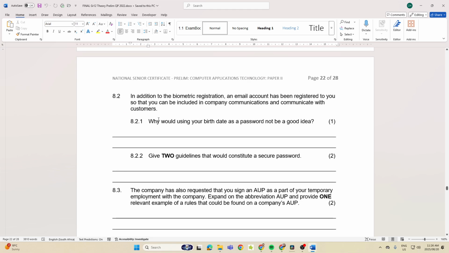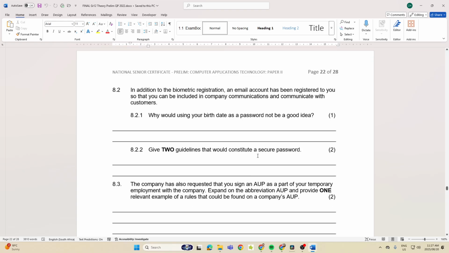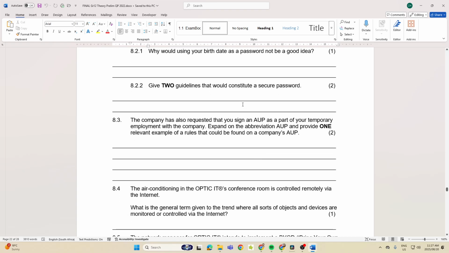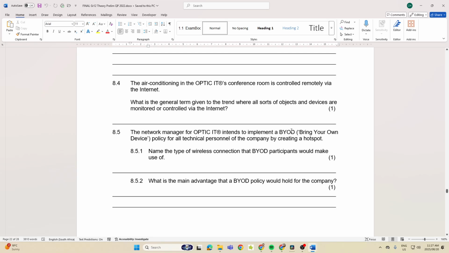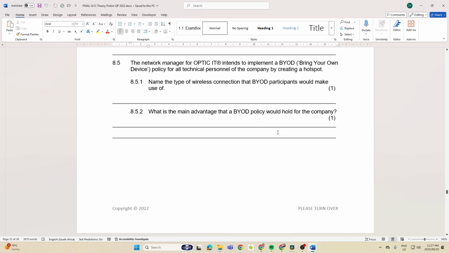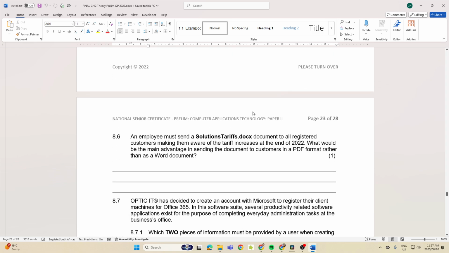Right. Here they mention why would using your birth date as a password not be a good idea? I mean, really? Okay. 2 guidelines that would constitute a secure password. We should know that by now. Again, do you see this is grade 10 stuff? Your AUP, your acceptable use policy. What are one of the things that you might include in something like that? They bring in the BYOD. You bring your own device. Okay? The advantage of a policy like that.